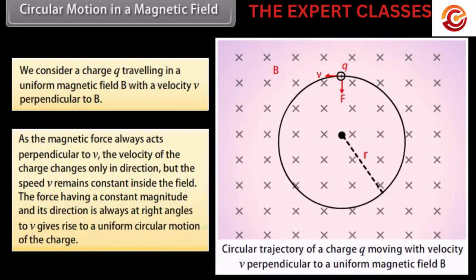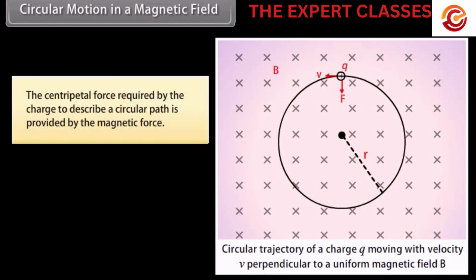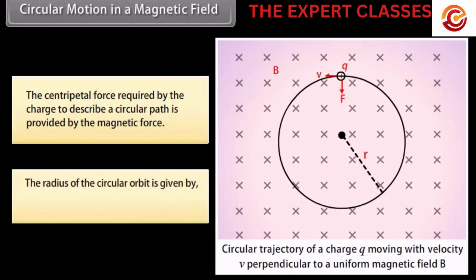The force having a constant magnitude and its direction always at right angles to v gives rise to a uniform circular motion of the charge. The centripetal force required by the charge to describe a circular path is provided by the magnetic force. The radius of the circular orbit is given by mv/qB.